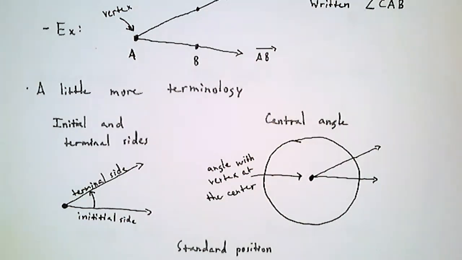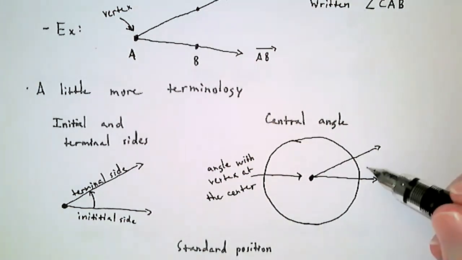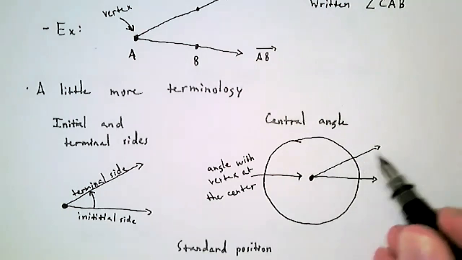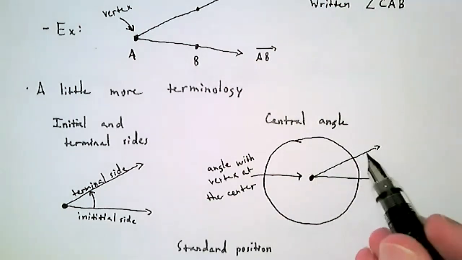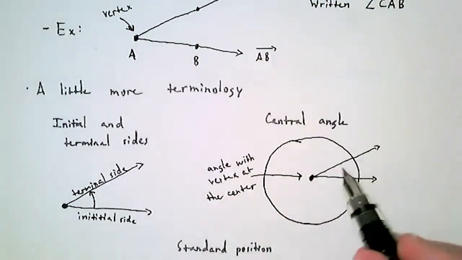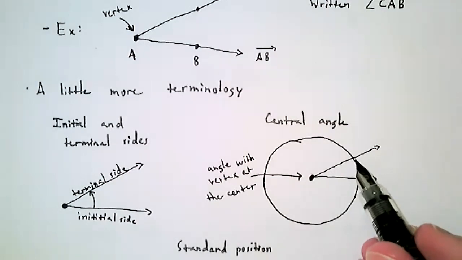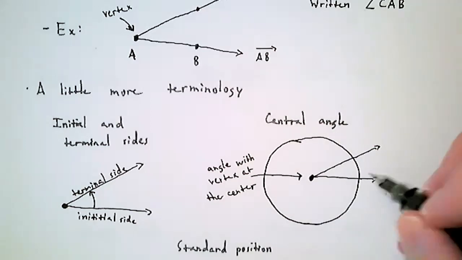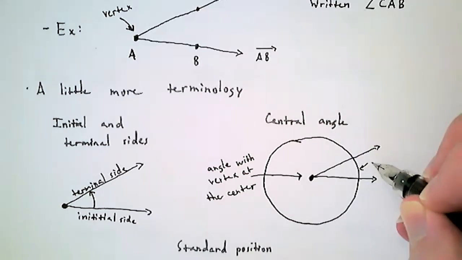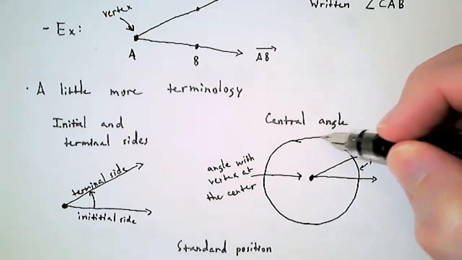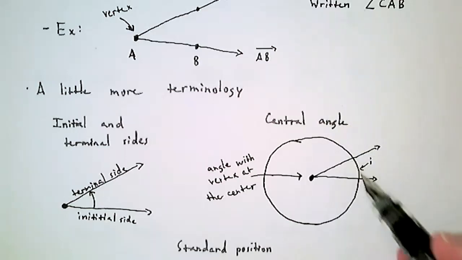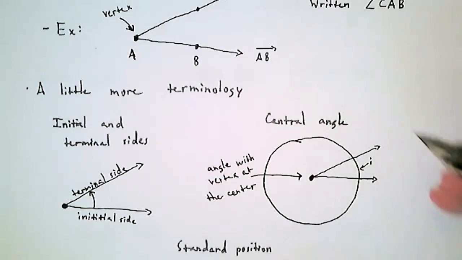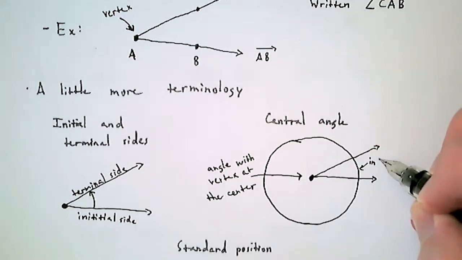Okay. And when we start measuring angles, where the angle makes a segment of the circle, we have something called an intercepted arc. So an arc is a piece of a circle, and this is the piece that's intercepted by our angle.